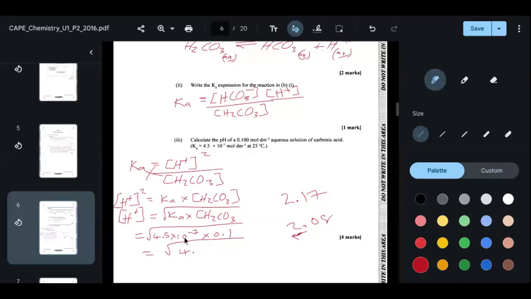No, no, you multiply first, then you square root it. So you multiply this by 0.1. So I get 4.5 times 10 to the minus 8. Then I square root this answer. Okay, sir. Yeah.